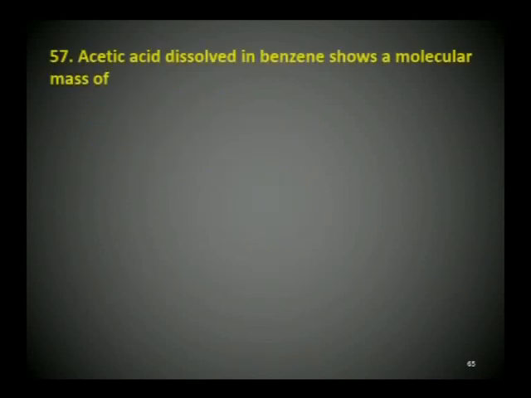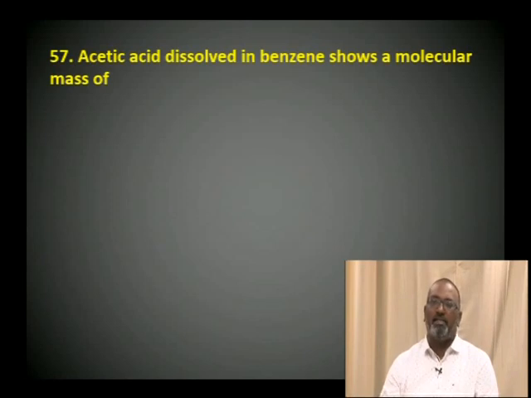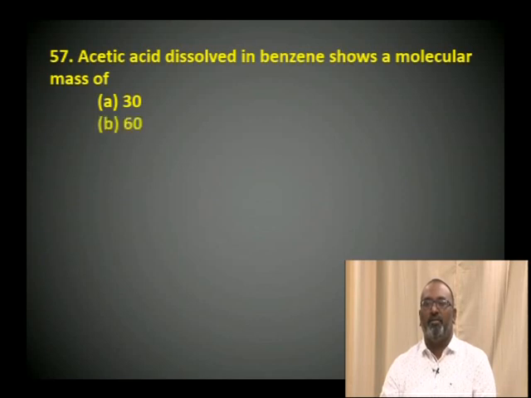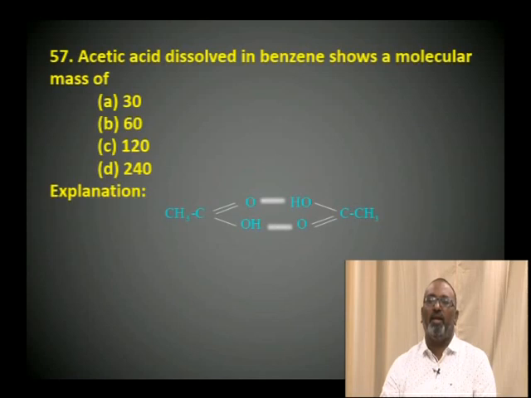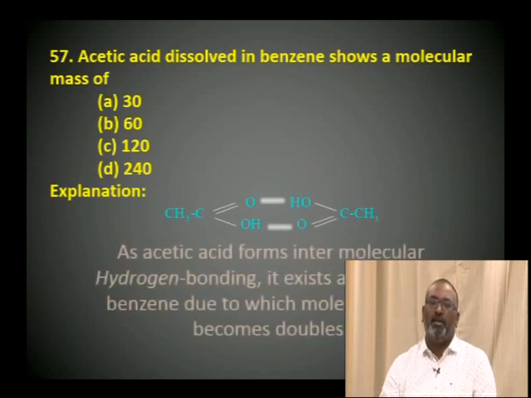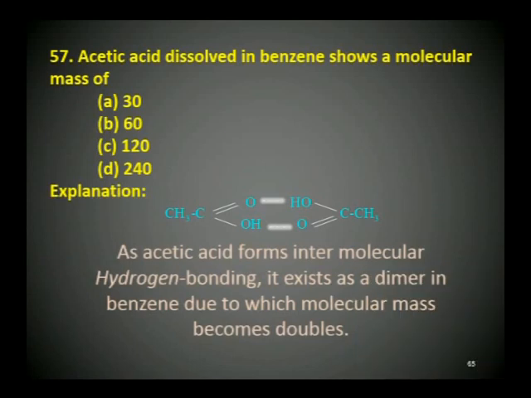Question number 57. Acetic acid dissolved in benzene shows a molecular mass of. So you know that acetic acid has the molecular formula CH3COOH, whose molecular mass is actually 60. But when it is dissolved in benzene, you can see that it forms a dimer. That means two molecules together, due to which its molecular mass will be doubled. That is, the answer is C, 120.